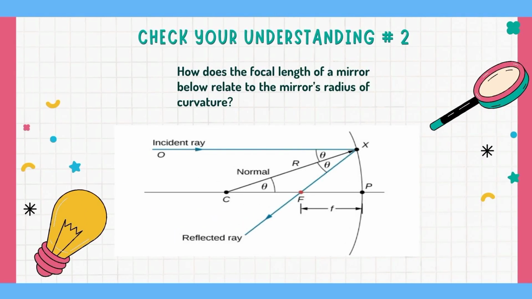Check your understanding number 2. How does the focal length of the mirror below relate to the mirror's radius of curvature? Now, it shows a single ray that is reflected by a spherical concave mirror, which is a mirror curved inward, and the incident ray is parallel to the optical axis. The point at which the reflected ray crosses the optical axis is the focal point. The focal length relates to the radius of curvature of the mirror.